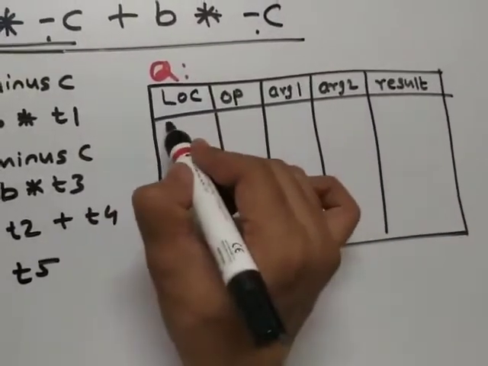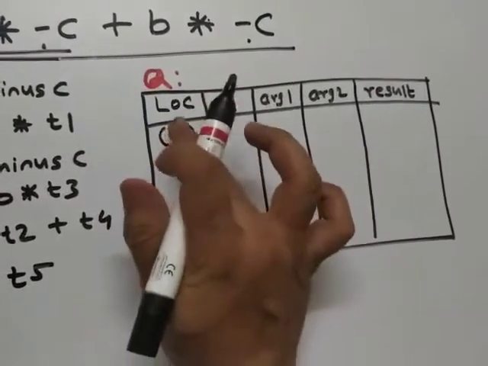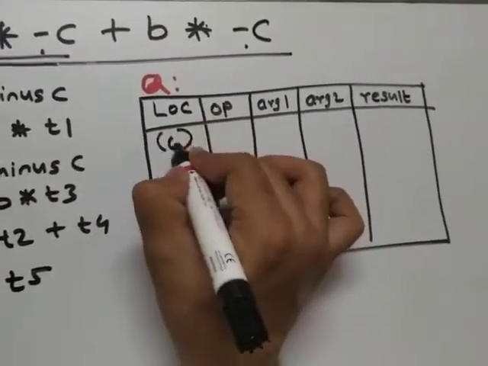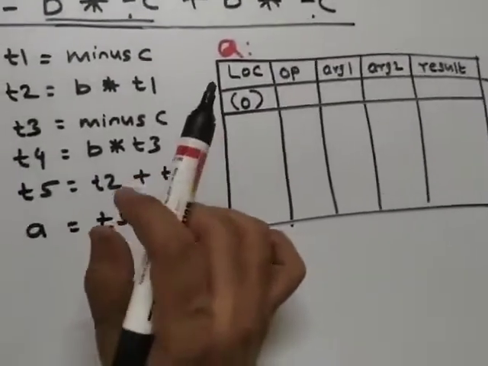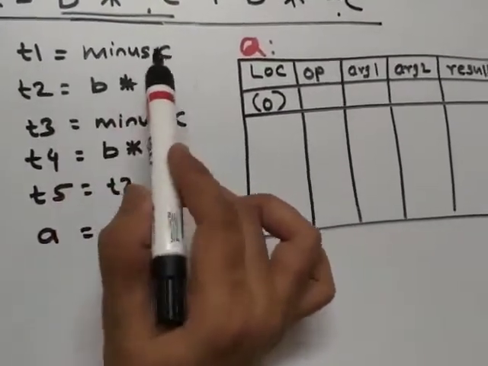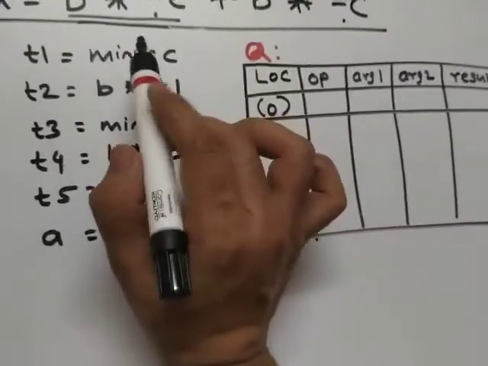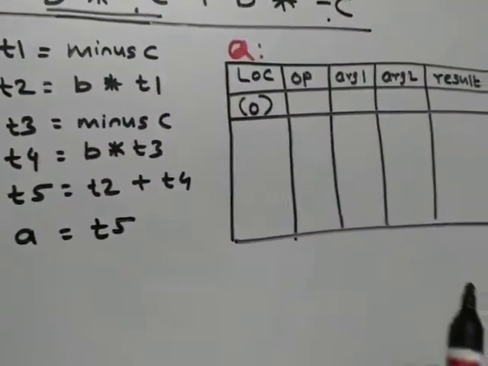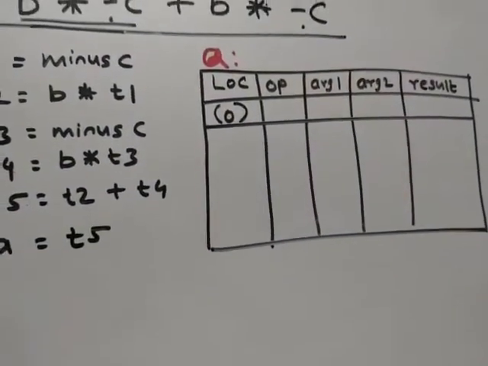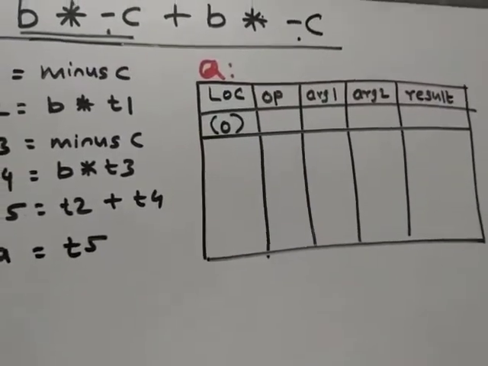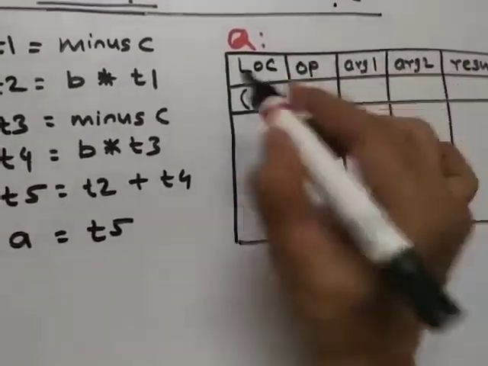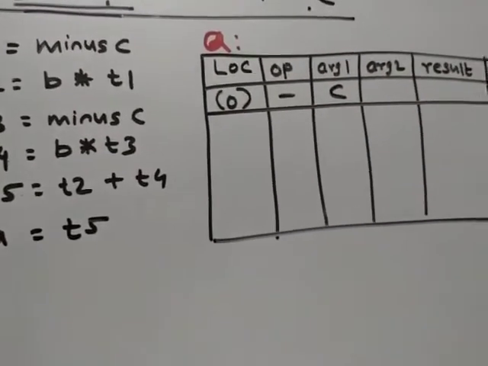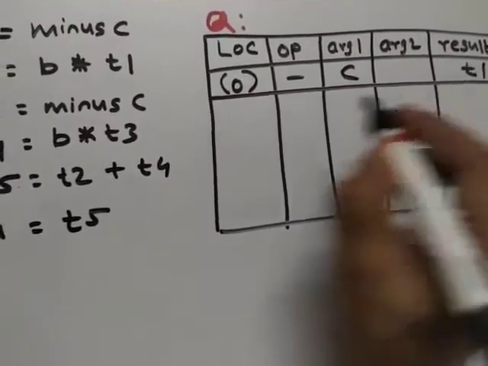So first, let us say the 0th location. For the 0th location, the first statement is minus c. When you have a unary operator, argument 2 is generally omitted, so argument 2 will not be there. So only the operator is minus. I'm keeping operator minus and argument 1 as c, and the result will be stored into t1.